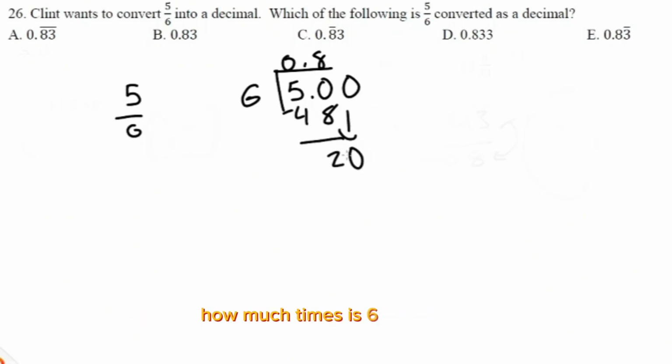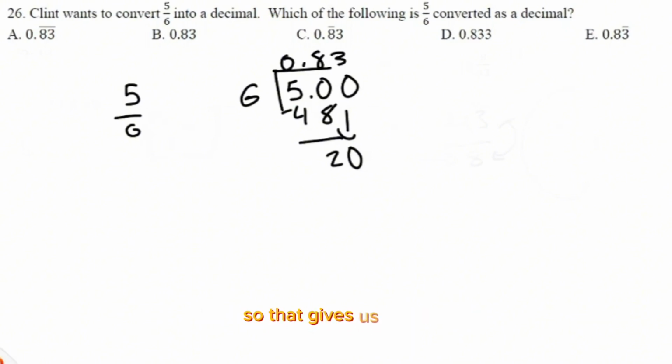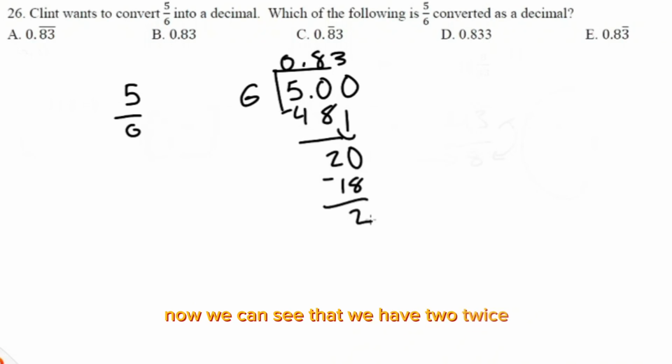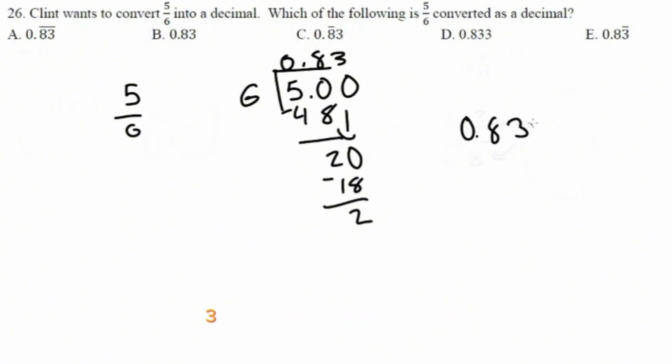How many times does 6 go into 20? 6 goes into 20 3 times. So that gives us 3. And next, we can subtract the 18, which leaves us with 2. Alright, now we can see that we have 2 twice. That means it's just going to be 3 over and over again. So we can say that it's 0.8333 repeating to infinity, right?